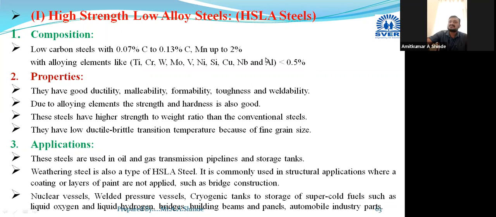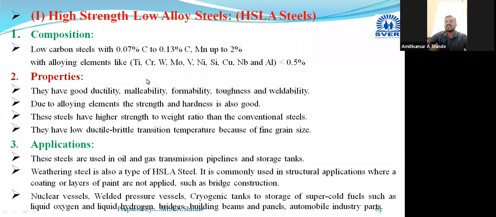As the name itself indicates, the alloying element percentage is a little bit less. Low alloying element percentage will be there, but alloying elements are added in this steel. Its composition will be like this. It is a low carbon steel which contains carbon percentage within the range 0.07 to 0.13%. And the very important alloying element is manganese. Manganese is added up to 2%.